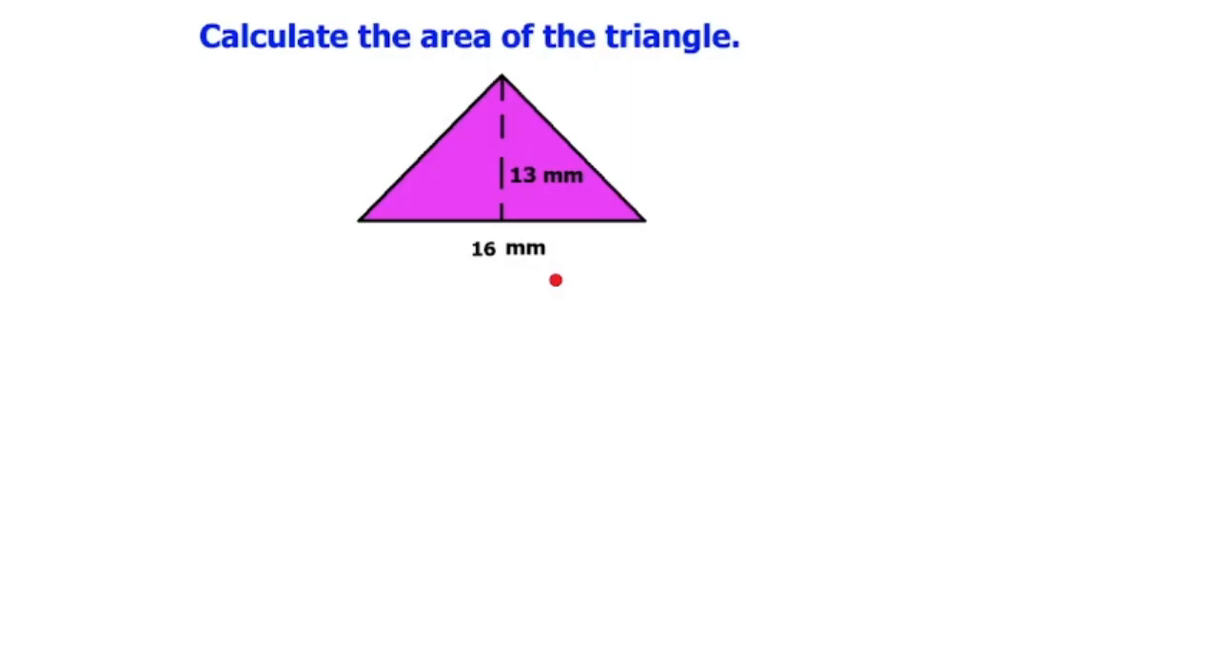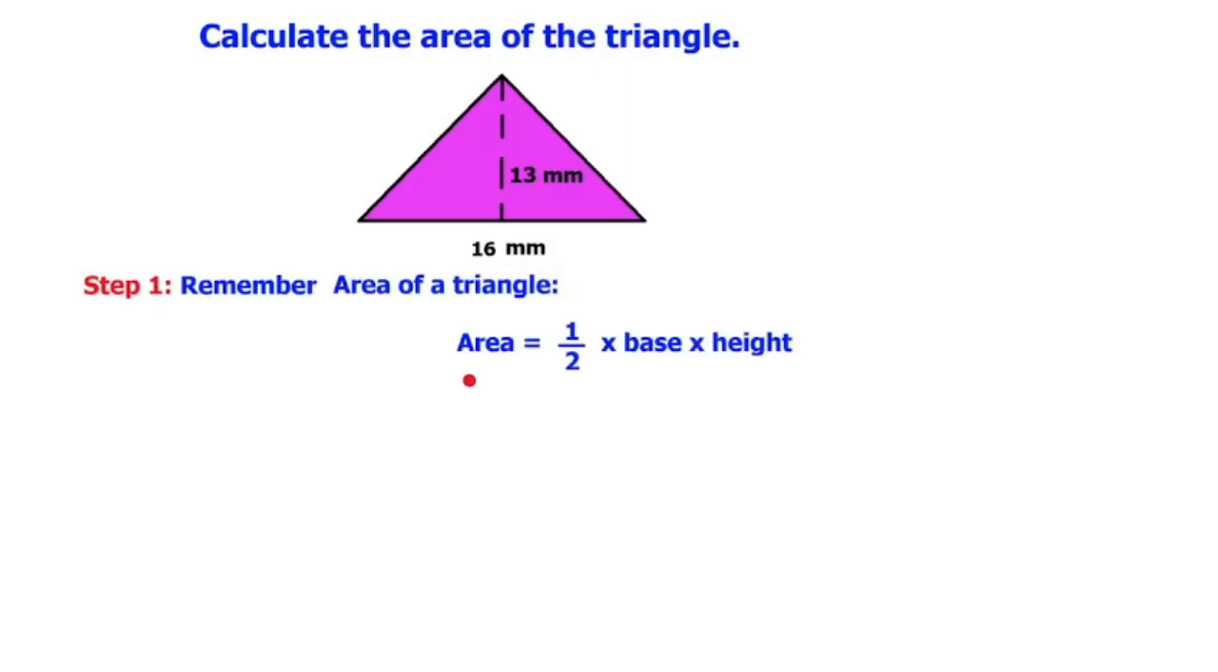So remember, the area of a triangle is calculated like this. Area equals 1/2 times the base times the height.